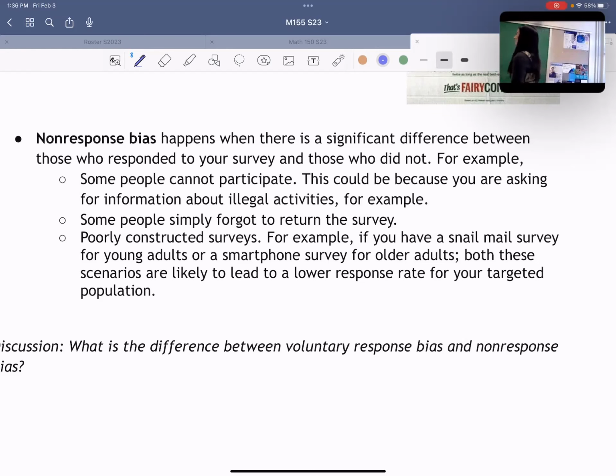Another example of non-response bias is, what if I called a bunch of people and asked them, do you like cell phones? Who am I missing out with that sample? People who don't have cell phones, right? People who don't have cell phones literally cannot answer the question, because they don't have a cell phone. So one, poorly constructed surveys, like calling people who don't have a phone, is non-response. And two, people who can't respond because you're asking them about something illegal, that's also non-response bias, because those people literally can't respond. Okay.